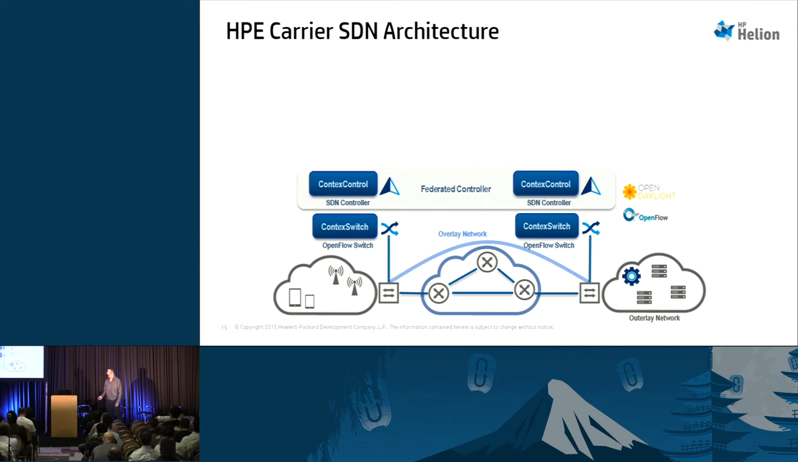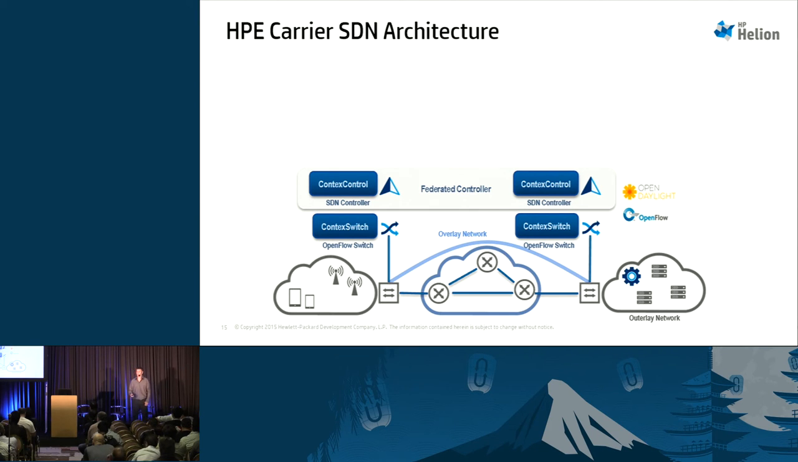Between these two elements we have an overlay network, which can be configured by OpenStack. It's a set of tunnels, and whatever tunnel we want, it could be MPLS, GRE, VXLAN, or whatever. It connects OpenFlow switches between the two sides of the network. On top of them, we have the context control, which is the SDN controller, based on OpenDaylight. It's a federated controller, which means it can reside in several different data centers, but still act like one. These controllers know how to talk to each other to get better performance and to better utilize the network.